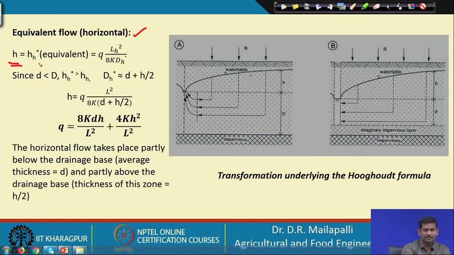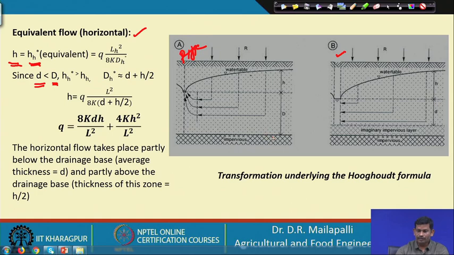So, h is the horizontal equivalent, q is equal to L h square by 8 k into d h star. Okay. d h star is the equivalent depth. Since the small d is less than capital D, this is open ditch and this is the pipe drain, and you are converting that into an open ditch system. This is the open ditch system.